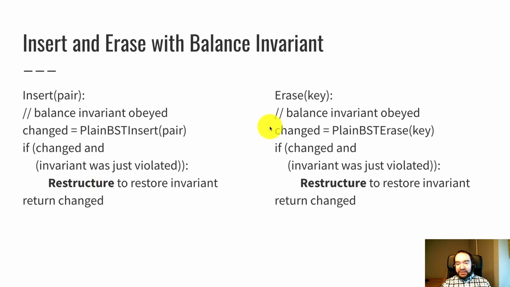And erase is the same idea. To begin with, the invariant is obeyed. Then we do the plain binary search tree erase operation that we've covered previously. If that did make a change and we just imbalance the tree by removing a node, then we have to do this restructure operation to restore the invariant. And at the end of this, the invariant is definitely obeyed. If the plain erase or insert operation did not violate the invariant, then it's still true. If those operations did violate the invariant, then we fix it.